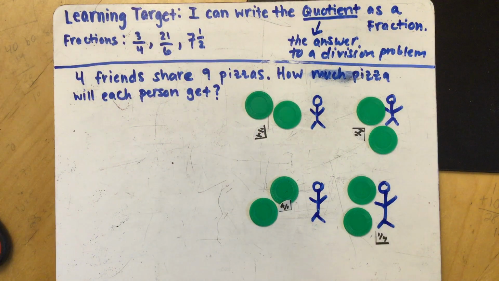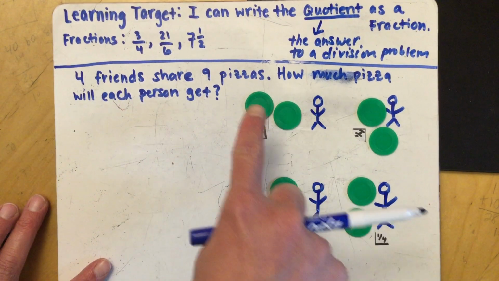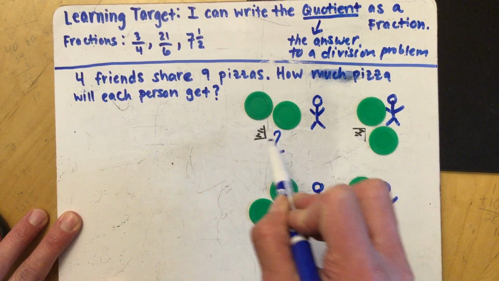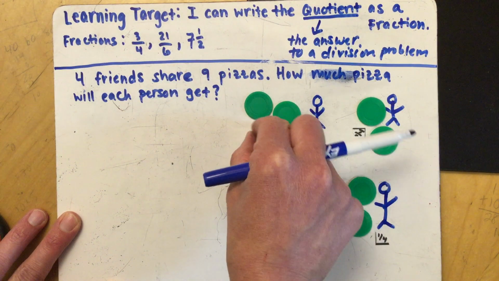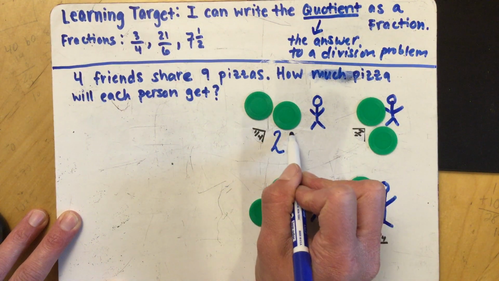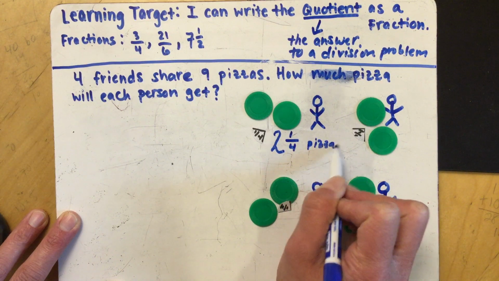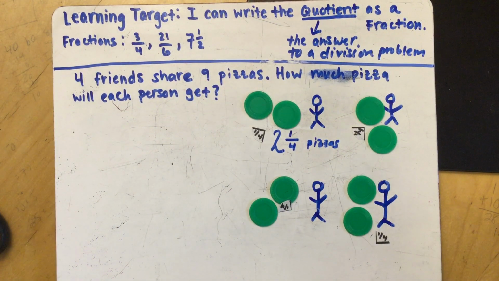And you can see the answer to the question, or the quotient. How much pizza will each person get? Well, each person's going to get 2 whole pizzas. So we could write that as a whole number 2, and then 1/4 of an additional pizza. So your quotient would be 2 1/4 pizzas for each person. Now that's a way to use it with manipulatives.